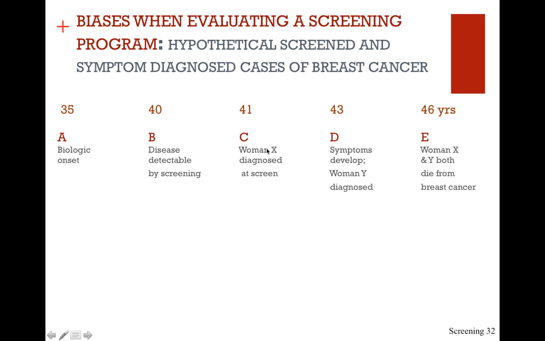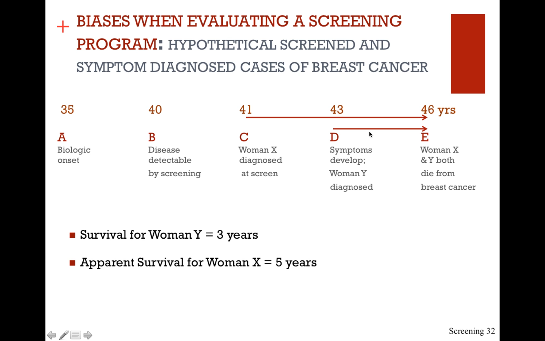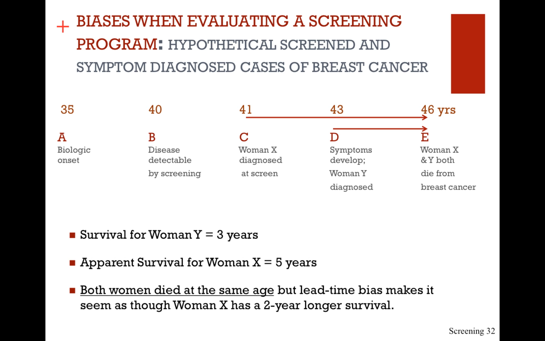So woman X is diagnosed at screening at age 41. Woman Y is diagnosed at age 43 when symptoms would naturally develop, the natural course of the disease, and they both die when they're 46 years old. So here the survival time for woman Y is 3 years. The survival time for woman X is 5 years. But they both died at the same age. All we did was advance the diagnosis by 2 years.